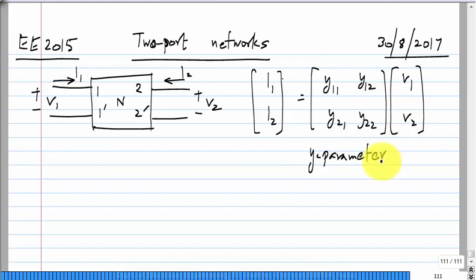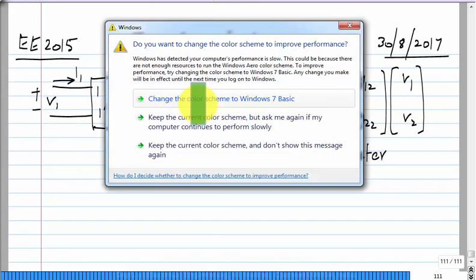And we also saw what each of these means. Y11 is the conductance looking into port 1 with port 2 short circuited. Okay. Similarly, Y22 is the conductance looking into port 2 with port 1 short circuited. And Y12 and Y21 are transfer parameters. Y21 is the current output at port 2 when a voltage is injected at port 1 with port 2 short circuited and so on, right. So these parameters tell you how this voltage affects this current and that current, and similarly how this voltage affects this current and that current. Okay.